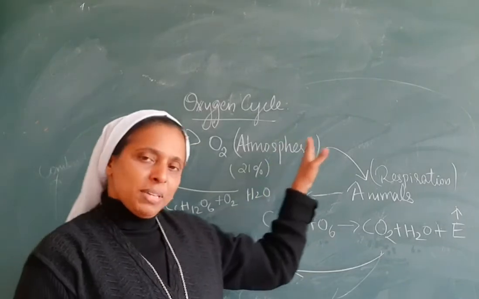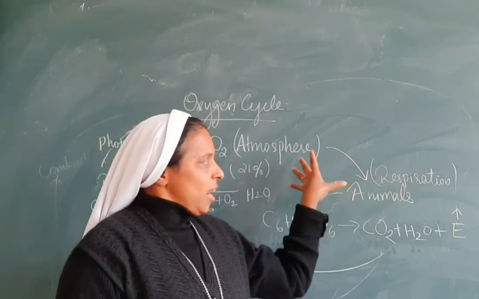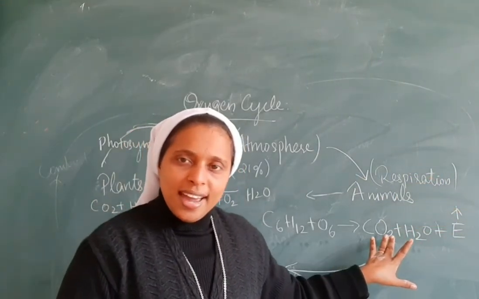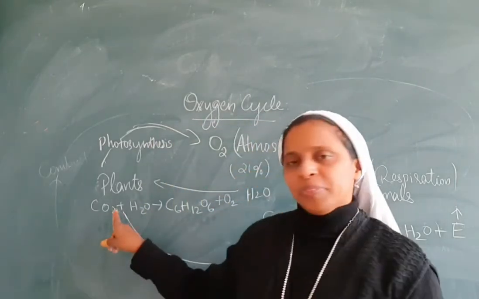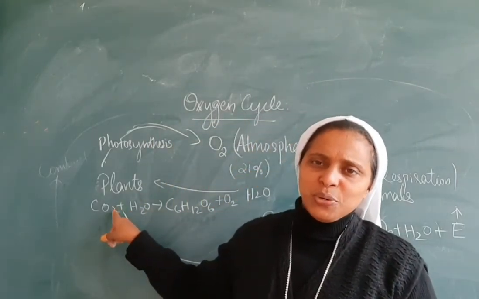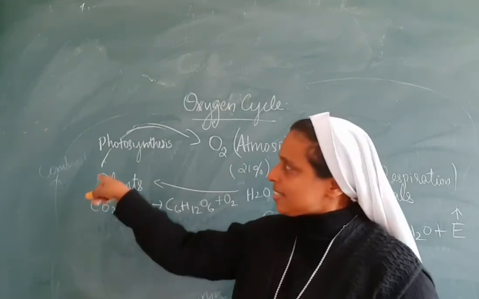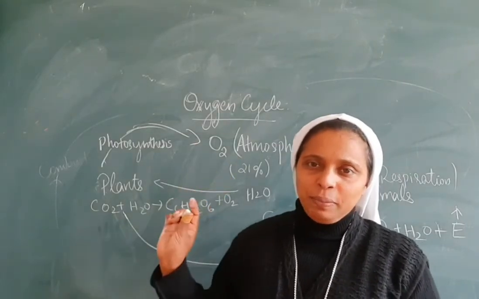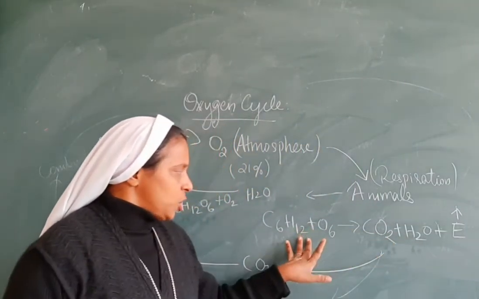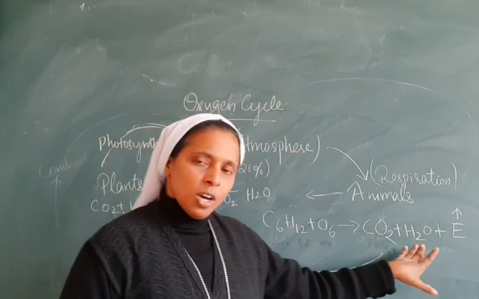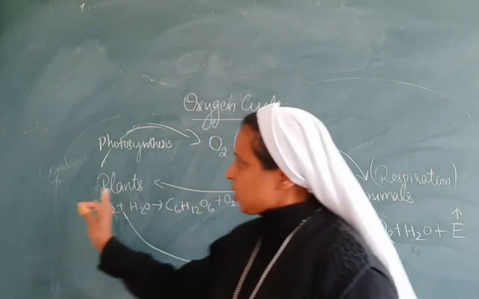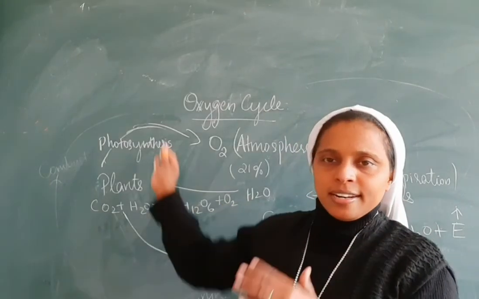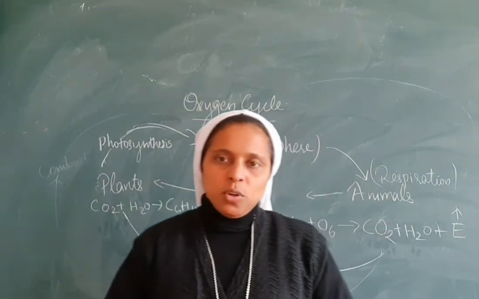How do we absorb this oxygen? By respiration. Animals respire and release carbon dioxide. This carbon dioxide is absorbed by the plants, and in the plants a special process takes place, photosynthesis. Through that, oxygen is again released to the atmosphere, and thus this cycle repeats. Here we can see C6H12O6, which is broken down into carbon dioxide, water and energy. In the case of plants, carbon dioxide and water form food and oxygen, which is again released into the atmosphere. So that's all about the oxygen cycle.